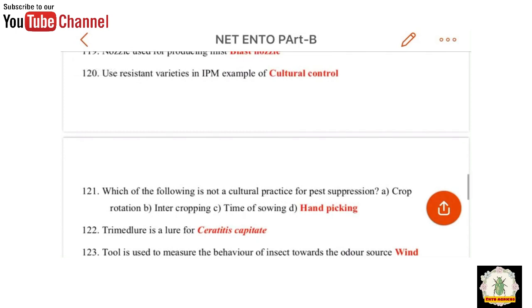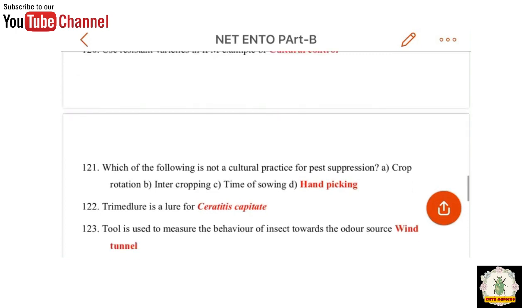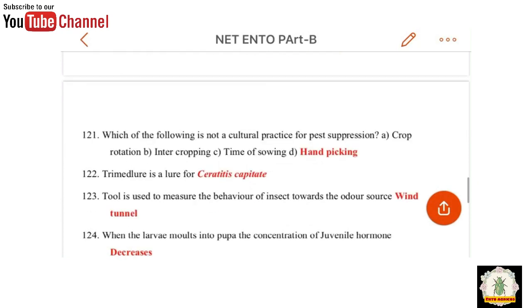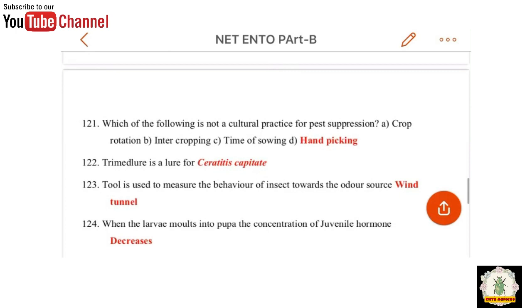Trimedlure is the lure for Ceratitis capitata, that is Mediterranean fruit fly. Tool is used to measure the behavior of insect toward the odor source. So the tool which is used to measure the behavior of insect toward the odor source is known as the wind tunnel. Next question was when the larva molts into pupa, the concentration of juvenile hormone. So this concentration of juvenile hormone decreases when larva molts into pupa.